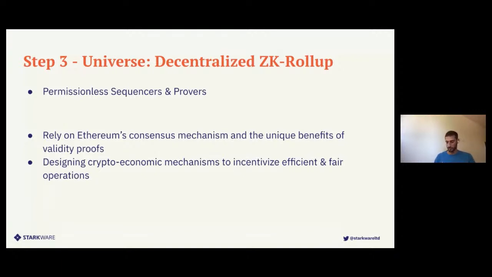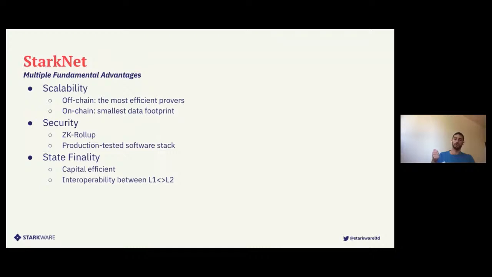So first of all, if we look off-chain, as I've said, we have the most efficient provers, and the most efficient provers means that we can generate proofs for the biggest computation, and this allows us to have massive scale. From the on-chain perspective, since we are using ZK-Rollup, the main cost on the on-chain side is the need to post on-chain the state updates. So StarkNet will have the smallest data footprint, first of all, because it's a ZK-Rollup. So you only need to post on-chain the state diff, and not the full execution trace, like for example in optimistic rollup.